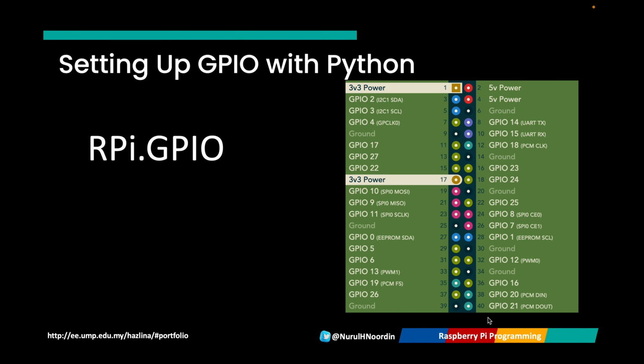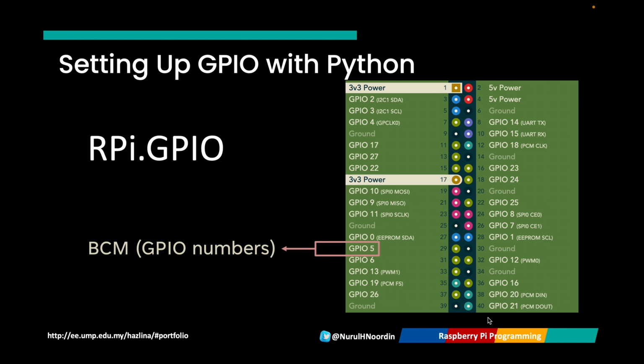We use the RPi.GPIO library in Python. This library provides a simple way to interact with the Raspberry Pi GPIO pins, allowing us to control electronic components such as LEDs, buttons, and sensors. The first step is importing the libraries. Before we can control the pins, we need to set the pin numbering mode. The Raspberry Pi has two ways of referencing GPIO pins.